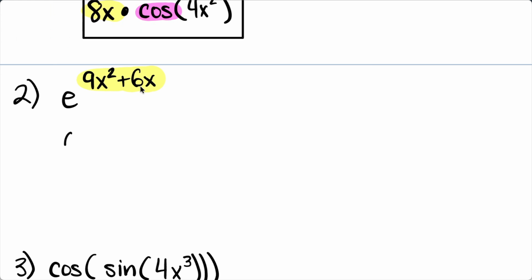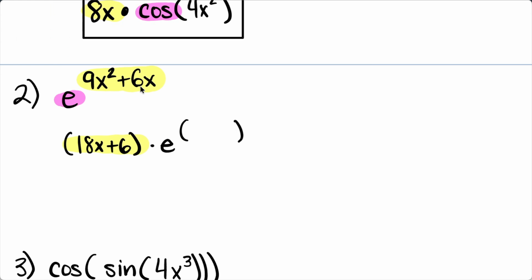That would be 18x plus 6. Because this has more than one term, I'm putting it in parentheses because it's going to be this entire derivative times the derivative of the outer piece. Well, now the outer piece is e. What's the derivative of e to the x? Well, e to the x is just e to the x. That's the derivative. So this is going to be times e.